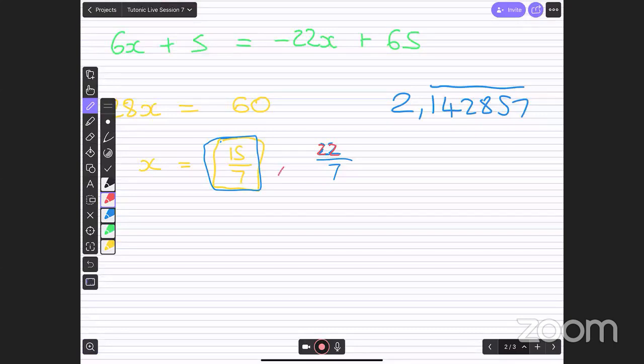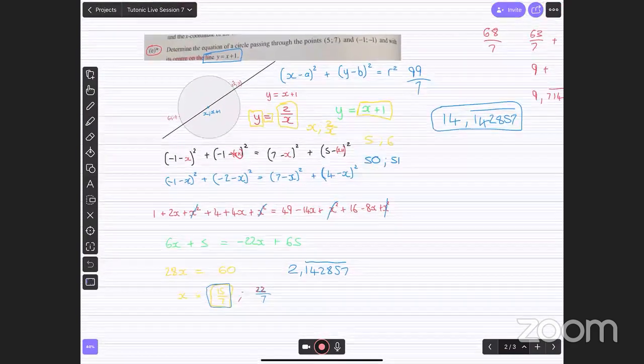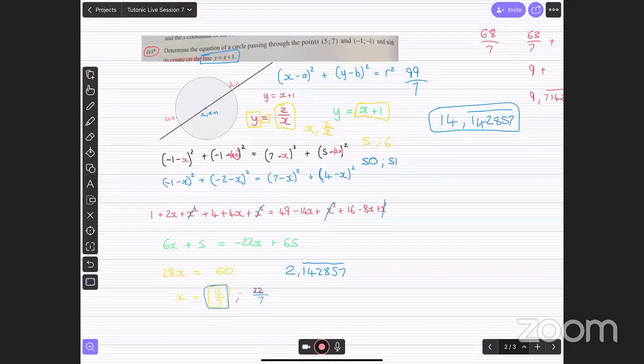Yeah, so that's the center of the circle. But what else do we need to find the equation of a circle? The radius. How can we find the radius? Sub back into one of the formulas that we had.